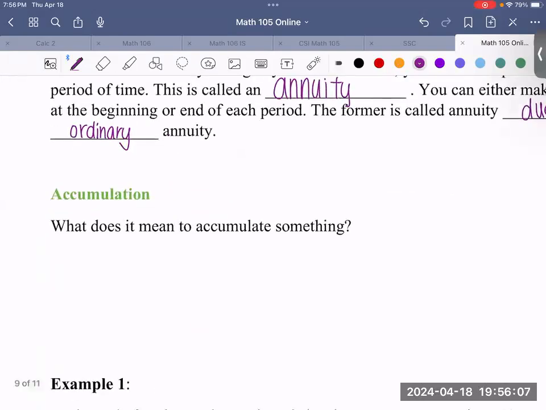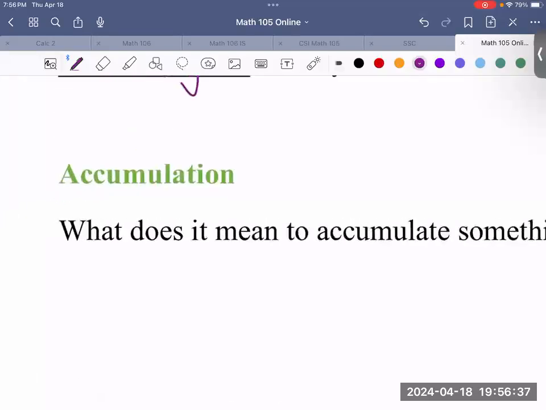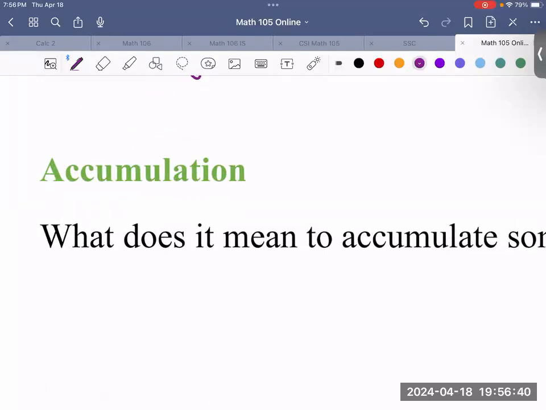Now, because there's a slight difference in either the beginning or the end of the payments in or withdrawals out, you're going to see a slight difference in the formulas. This goes for our two big formulas that we're going to be working with today. So accumulation. What does it mean to accumulate something? Just think about it for a minute. Well, to accumulate something means to collect or grow, which suggests some future value. So we're thinking accumulation is some future value.